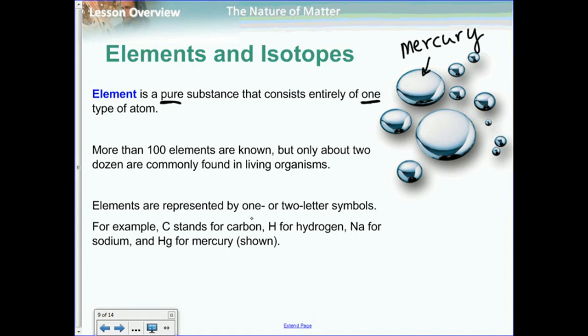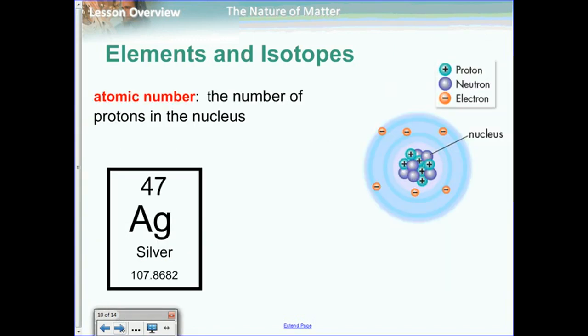All elements are represented by a symbol. The symbol is either 1 or 2 letters in length. So here's an example. C is for carbon, H for hydrogen. Na is the symbol for the element sodium. The element sodium gets its symbol from the Latin word. The Latin word for sodium is natrium. So that's where the Na comes from. But we'll just learn what those symbols are, and that's good enough.